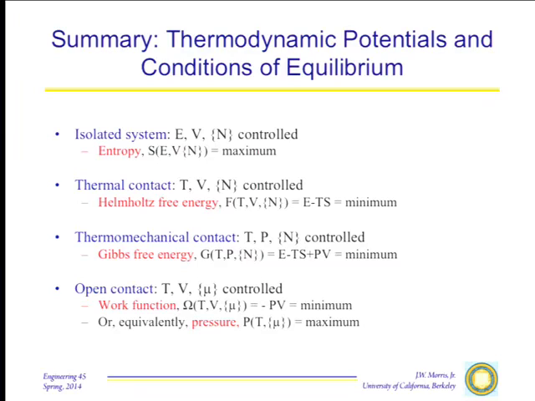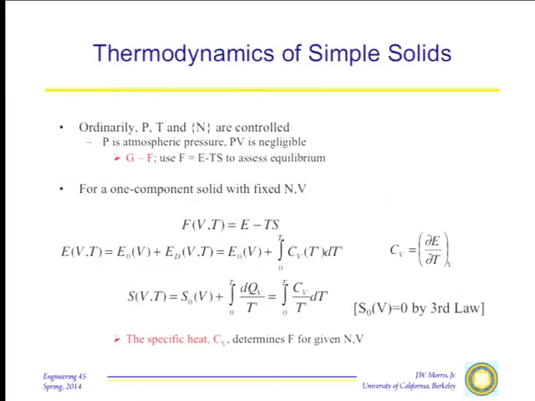Gibbs free energy is telling you the total chemical content. The work function is telling you the mechanical content. If you go back, the entropy is kind of telling you the thermal content of the system. Okay, well now, to illustrate some of this and to get some material science into it, let's talk about the thermodynamics of simple solids.